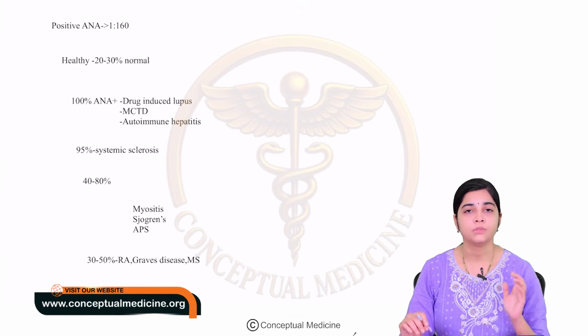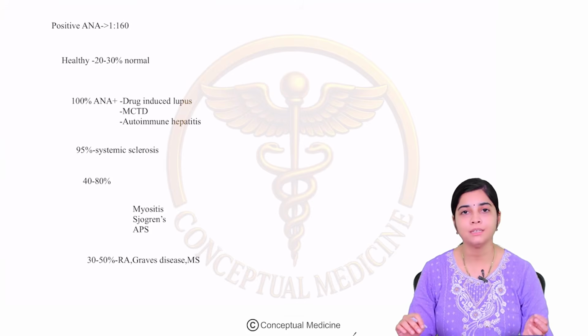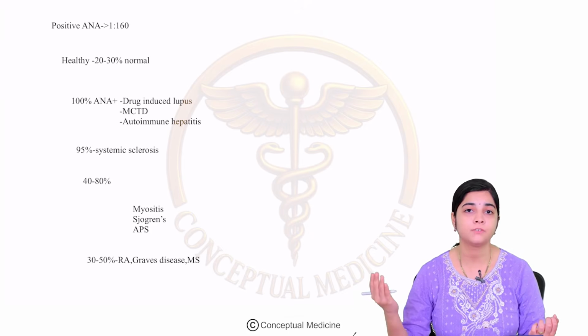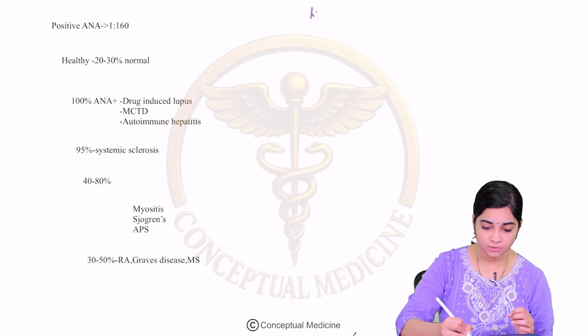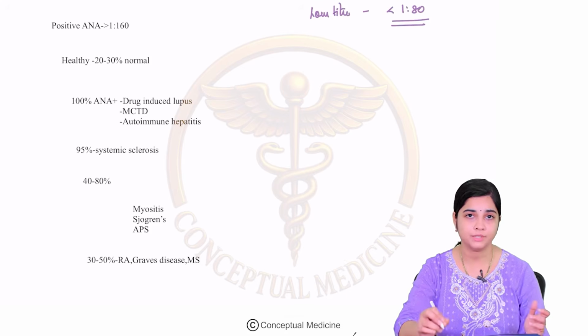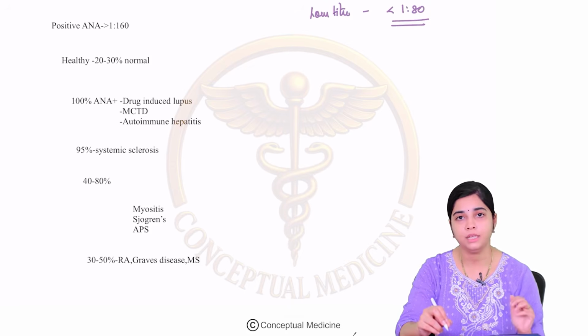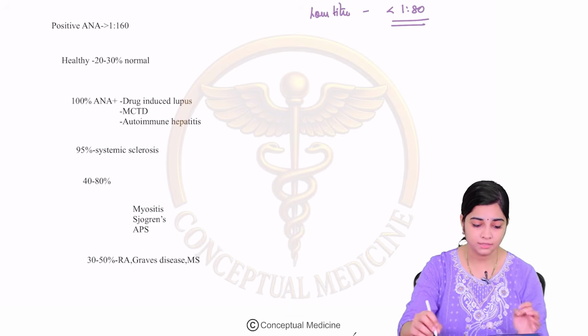Fine. So now you have got a positive ANA. Then when will you consider it to be clinically significant, with a high probability of having an autoimmune disease? If it is a low titer positivity, which is less than 1:80 or around 1:80, then this can be seen even in normal healthy individuals.